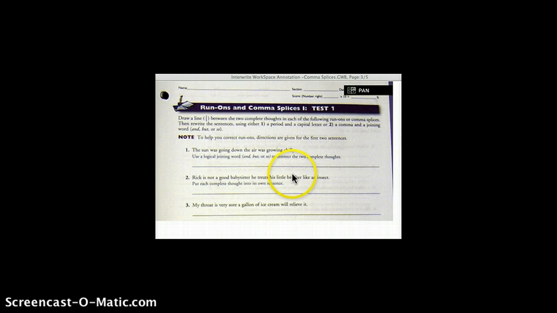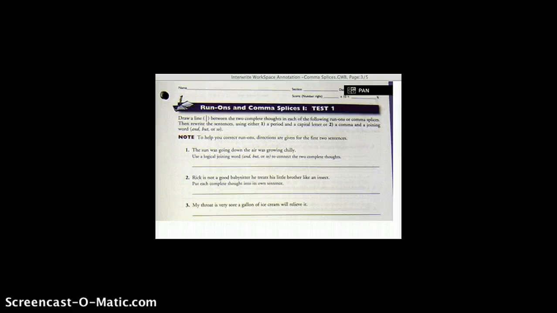Look at sentence number 2. Rick is not a good babysitter. He treats his little brother like an insect. Where does the vertical line need to go? If you said that it needed to go between sitter and he, you are correct. Now, how are you going to rewrite this sentence? Here, the directions say put each complete thought into its own sentence, meaning that you need to use end punctuation and capitalization. Rick is not a good babysitter, period. Capitalize the H on he. He treats his little brother like an insect. Now, continue to do the sentences, numbers 3 through 10, on page 41.